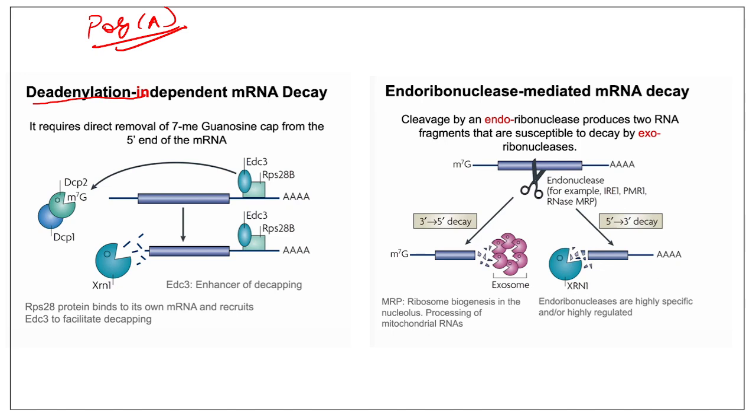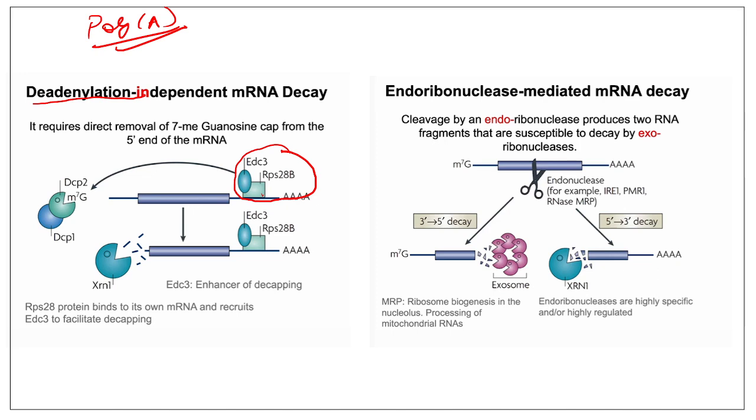So what happens? First, this RPS 28B, a protein, comes and binds at the 3' end. And then, sequentially, EDC3 comes and binds. So these two proteins bind at the 3' end, and this facilitates the entry of the decapping machinery. You remember, the decapping machinery is the same for the deadenylation dependent as well as the deadenylation independent pathway.